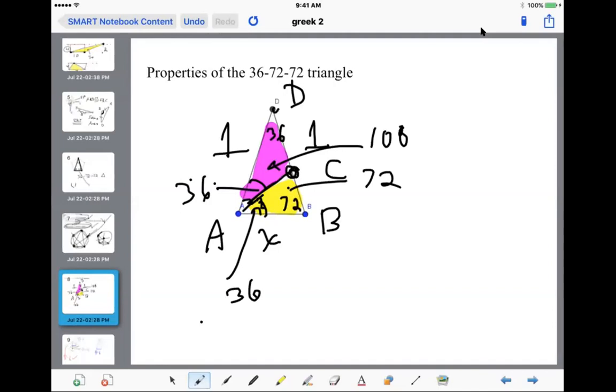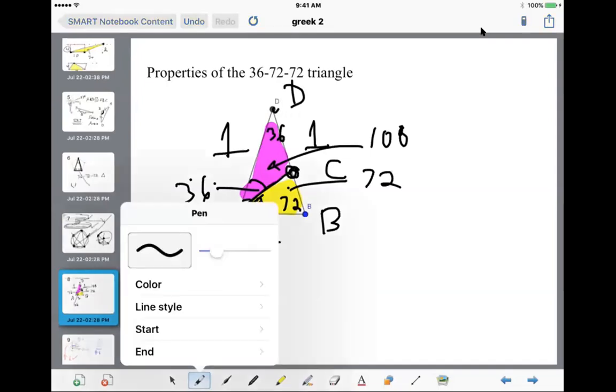Anyone think there's something significant that happened there? Anything significant? An unusual thing happened here. Because what's special about the yellow triangle? Isn't it a 72, 72, 36? That's right. It is similar to the original triangle, which only happens for this 36, 72, 72 triangle.